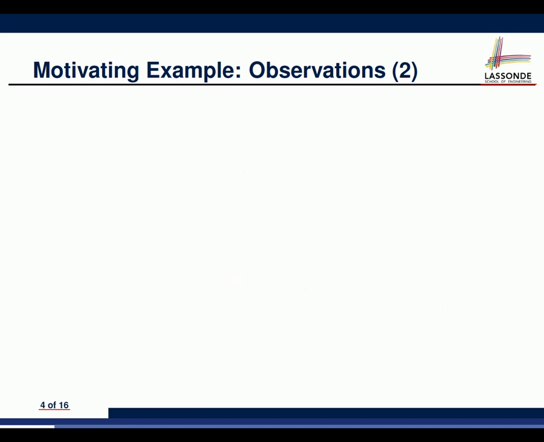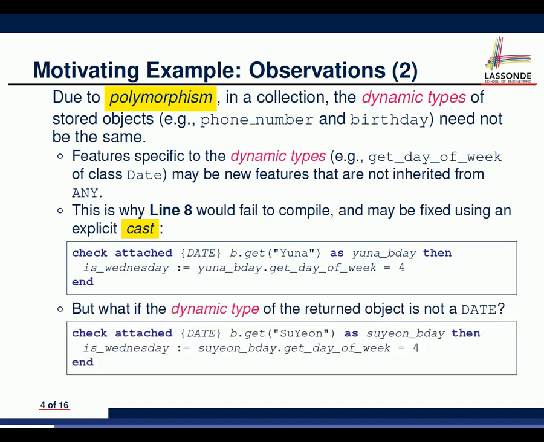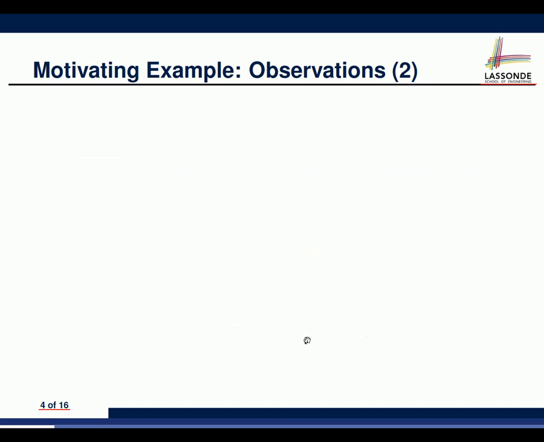But if you're so sure it's going to return a date object, what can we do? Cast, exactly. That's good. And we can simply do a cast, which is over here. If we are so sure b.get, for example, Yuna, is going to return a date object, we can cast that to date, and then we can do exactly what we're familiar with. What's the danger of trying to do such a cast? As we said before, this will compile. However, what if the returned object, the dynamic type, is not something that you can cast into date?